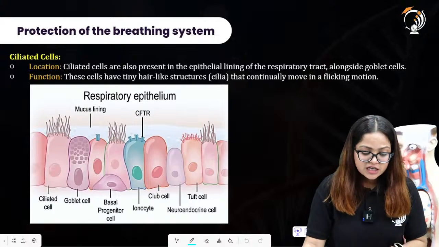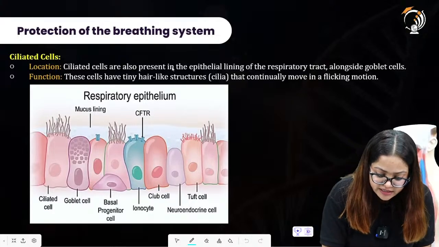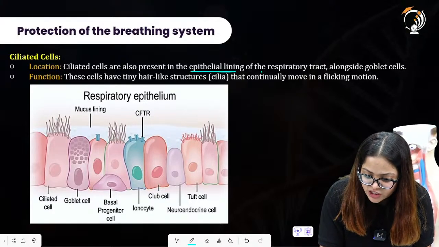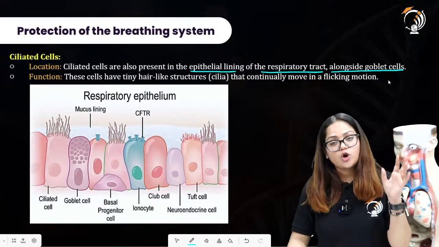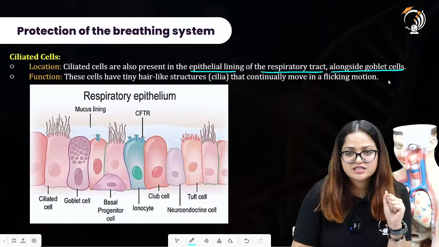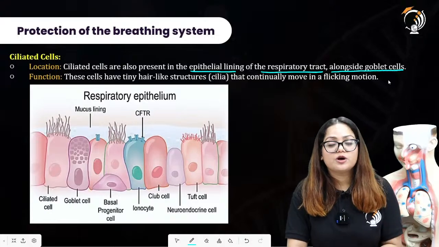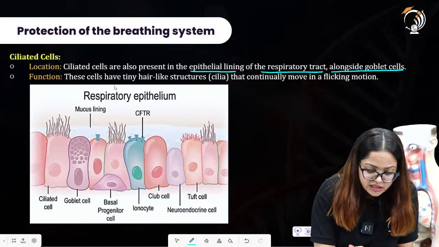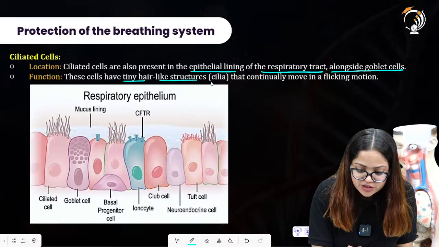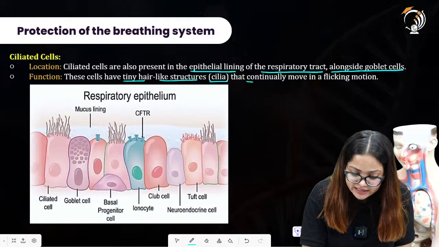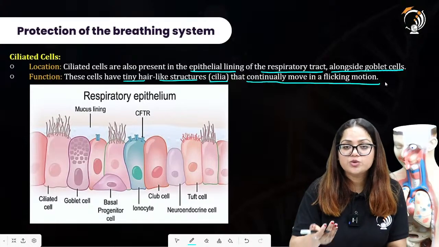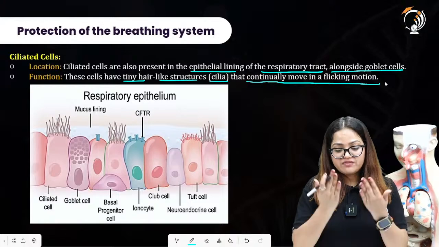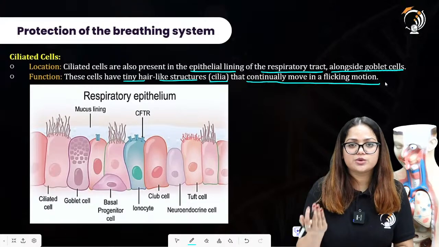Ciliated cells, where are they located? They are located in the epithelial lining of the respiratory tract alongside the goblet cells. So goblet cells are present in the respiratory system, but ciliated cells are also present there. These cells have tiny hair-like structures called cilia that continually move in a flicking motion in a coordinated manner so as to push the mucus away from the lungs towards the throat.